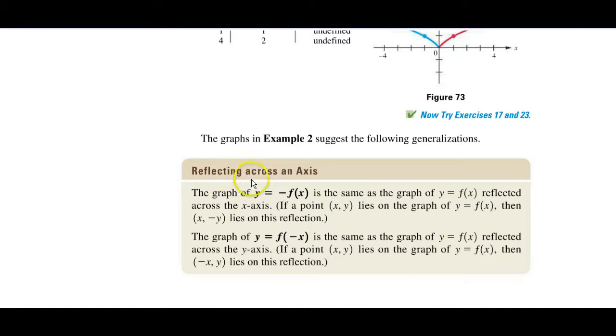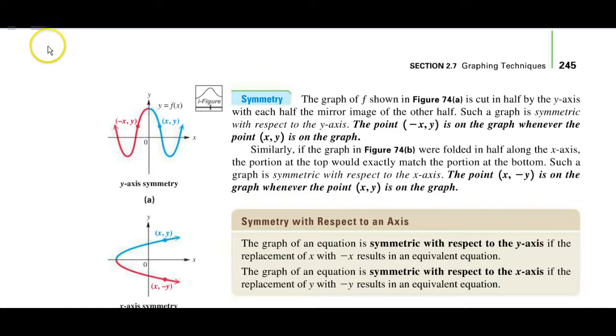And here they're talking about reflecting across an axis. And we've illustrated that a little bit. And we're looking at this topic again, symmetry. What are things that are symmetrical? That is, what is on one side is the mirror image of what's on the other side.